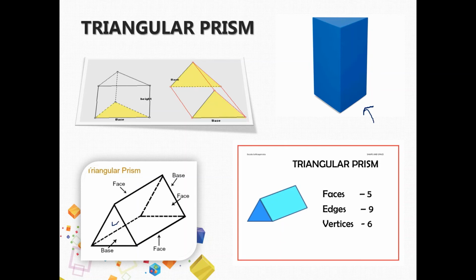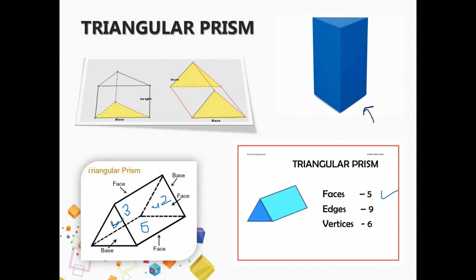So now let's quickly count the faces in a triangular prism. Here the first one, you can see this is the first one, 1, and 1 at the back, so that is 2. And there are then 3, and then this one is 4 in front, and the one at the bottom is 5. So there are total 5 faces.